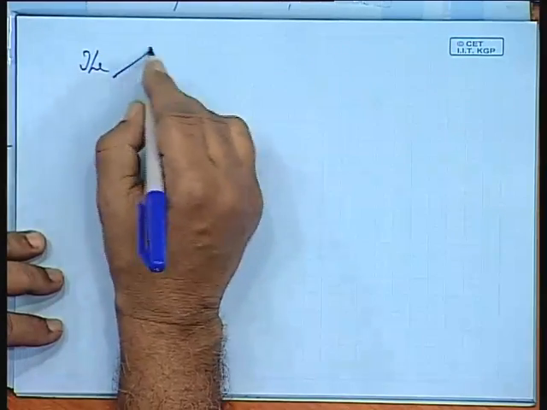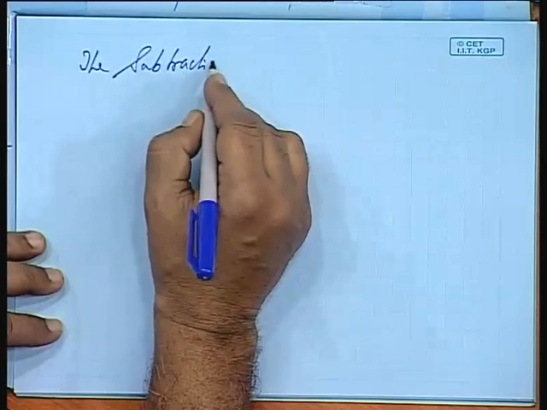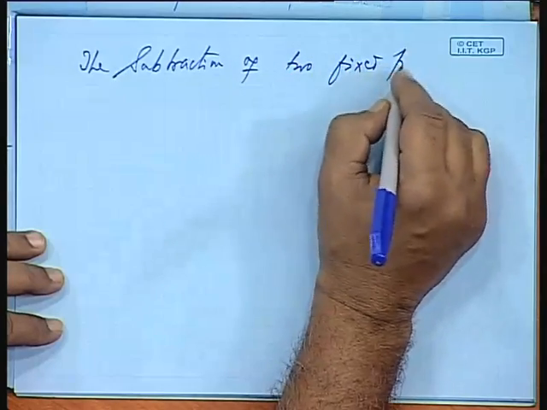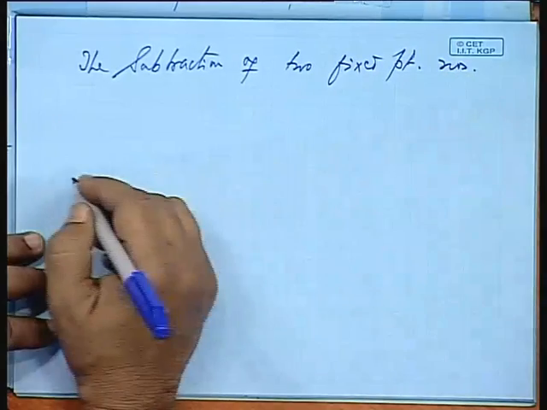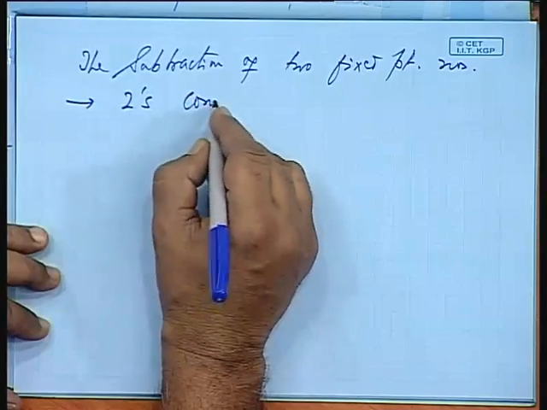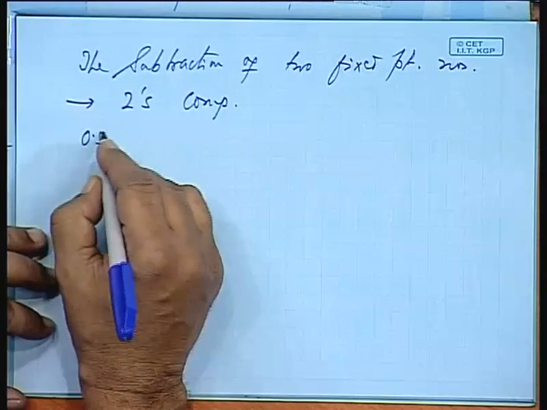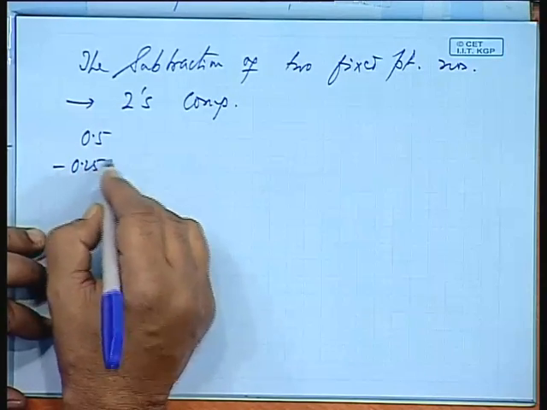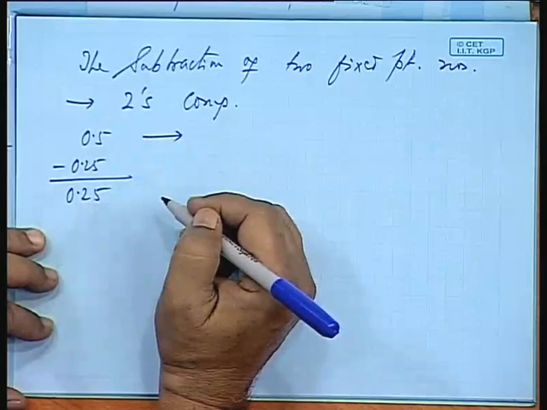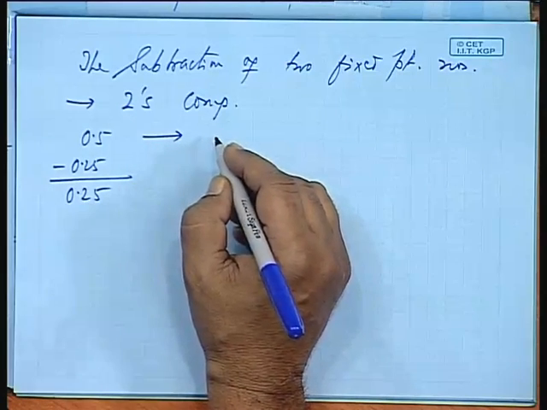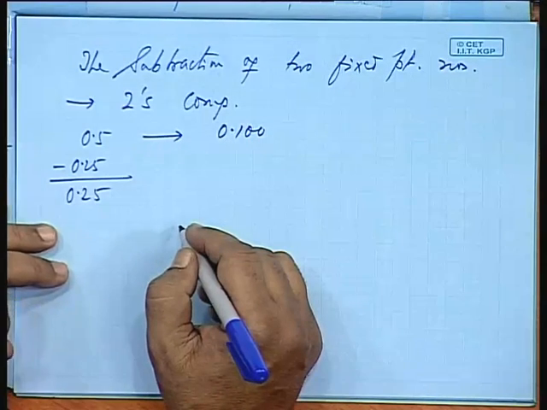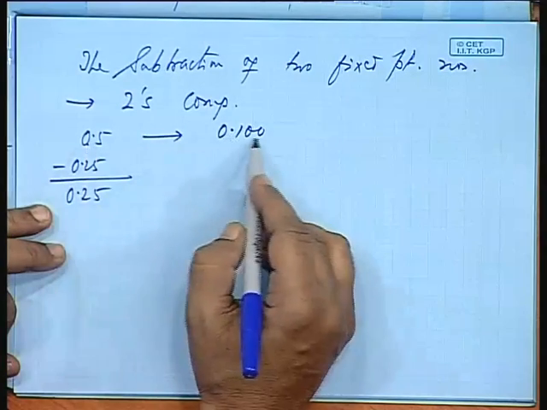The subtraction of two fixed point numbers, this we can do by 2's complement. Say 0.5, we want to subtract 0.25 from here. So, that gives me 0.25. So, 0.5 in 2's complement it is 0.100, because it is a positive number, there is no problem.